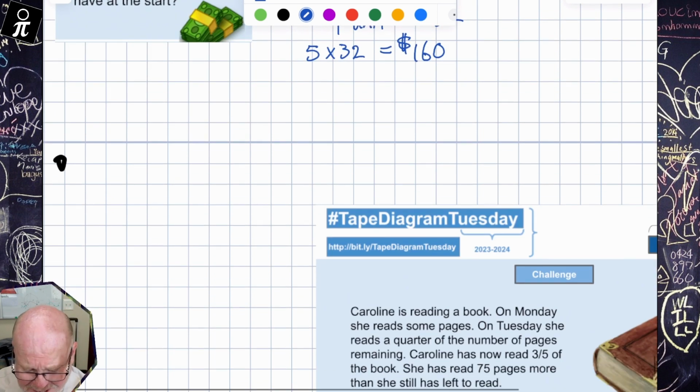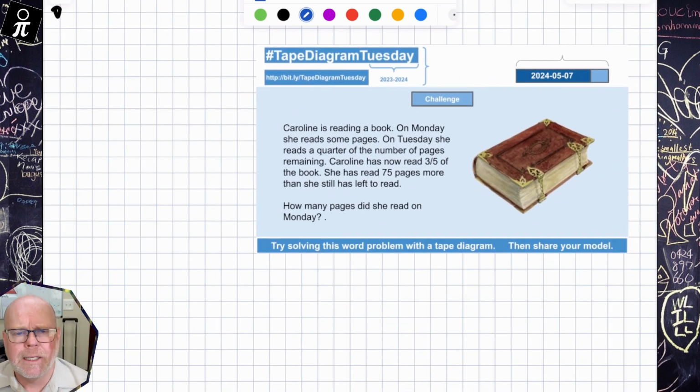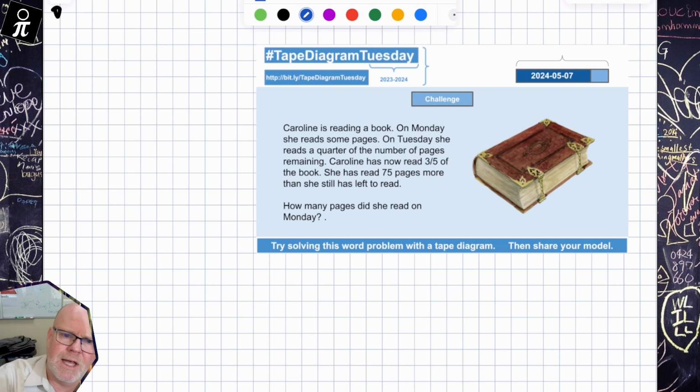That was a good one. All right, now the challenge. Here we go. So Caroline is reading a book. On Monday, she reads some pages. On Tuesday, she reads a quarter of the number of pages remaining. Caroline has now read 3/5 of the book. She's read 75 pages more than she still has left to read. How many pages did she read on Monday?